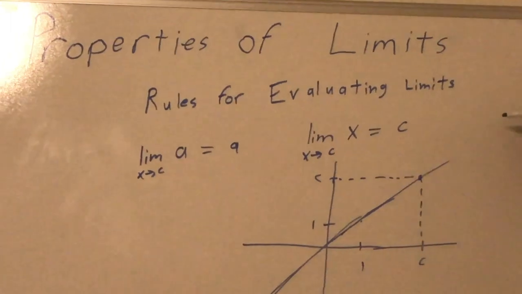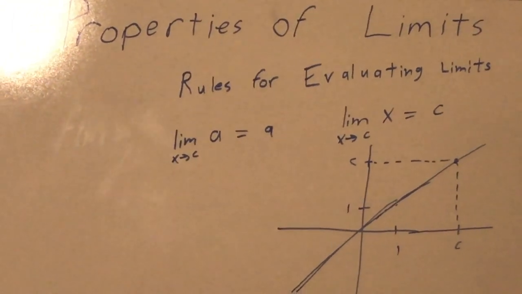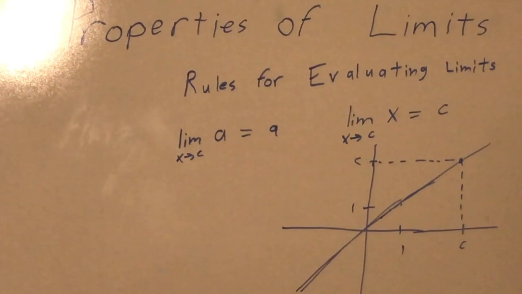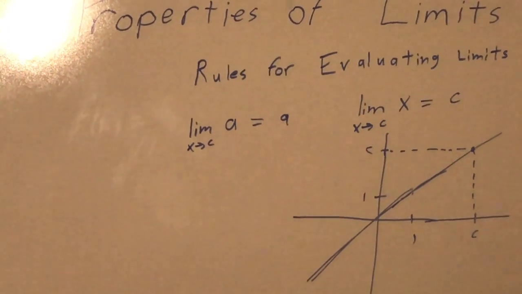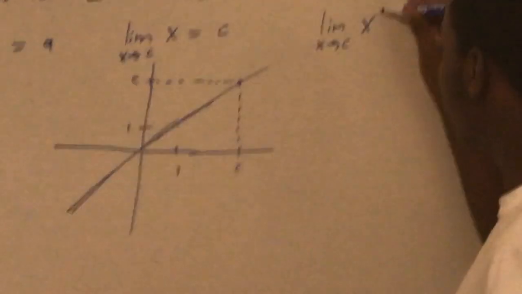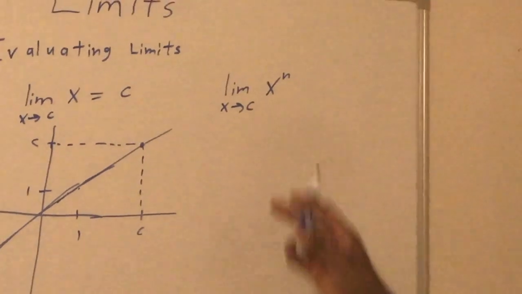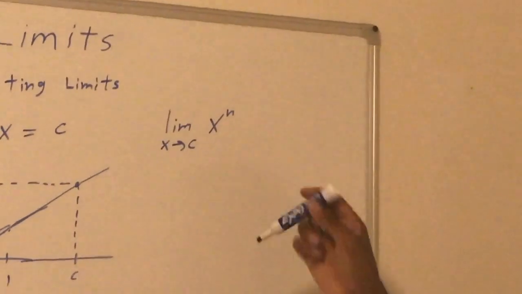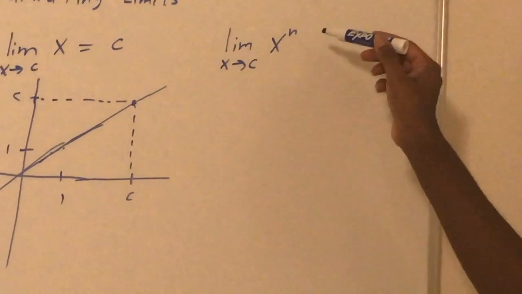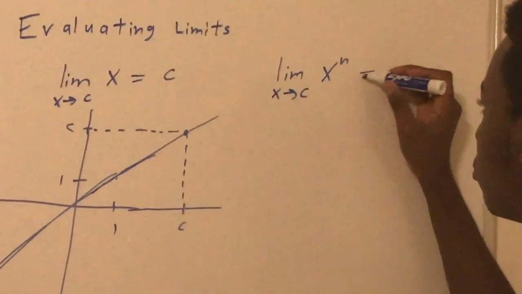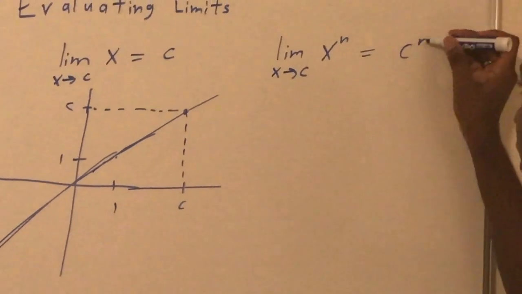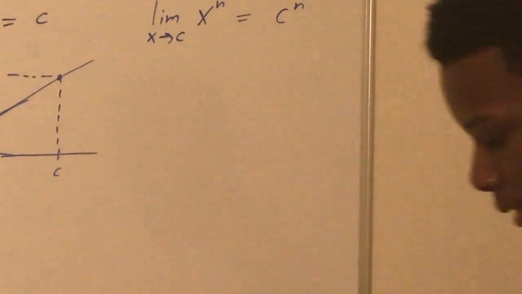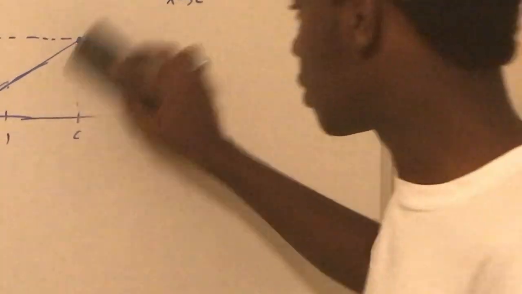And then the final one that we have would be the limit as x approaches c of x to the n, which is basically just x to the power of a positive integer n, which, similar to the identity function, we would just plug in c to the n. So those are the more basic ones.